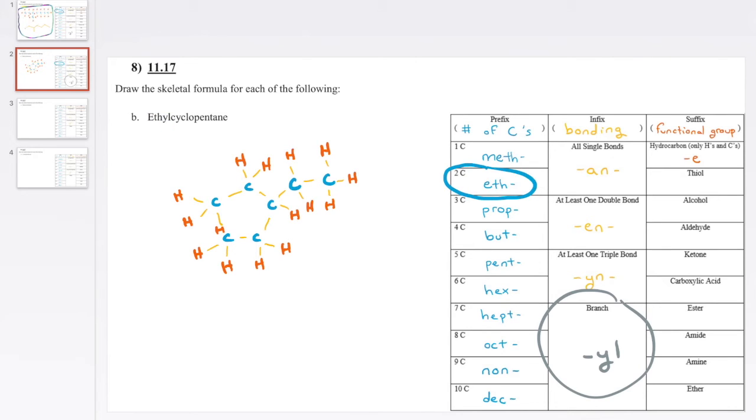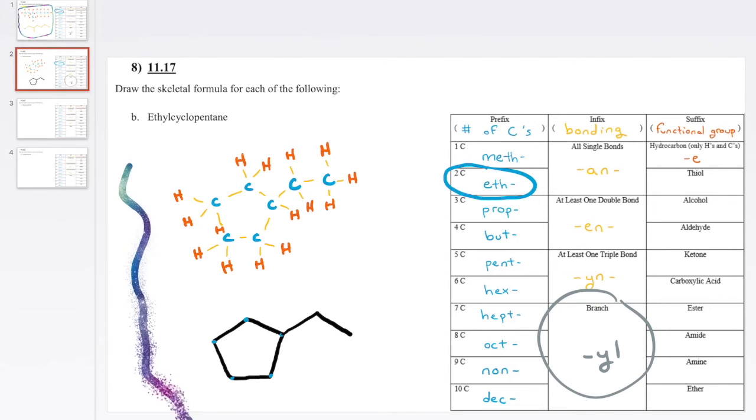Another way of drawing it would be to draw the skeletal formula, and for that, you could draw each of the carbons as a point. So that would be ethyl cyclopentane. Let me just make that bond there a little straighter. So each of the vertices here is a carbon. We have just single bonds between them, and then we have a 2-carbon branch coming off there. So those are both correct ways of drawing ethyl cyclopentane.